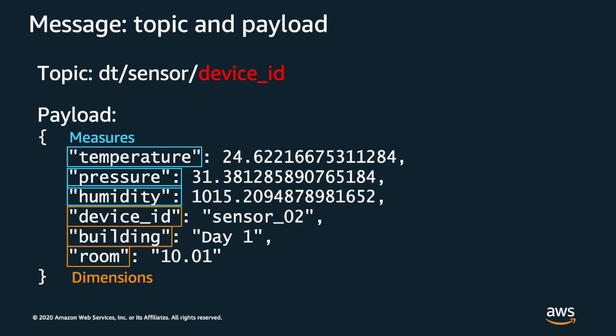In the message payload, you can find the measures, humidity, pressure, and temperature, and the dimensions, device ID, building, and room. Dimensions and measures are terms from Amazon Timestream. An entry in Amazon Timestream contains dimensions and measures. Dimensions are attributes that describe the metadata of the time series, and measures are attributes that describe the data of the time series.